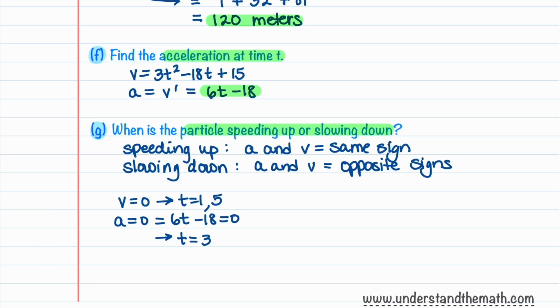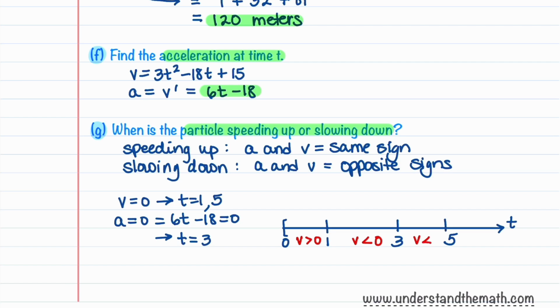So we are going to draw a number line, and we're going to put the points 0, 1, 3, and 5 on it. We're going to start at 0, and then we have 1. It doesn't matter the scale. We have 3, and then we have 5. In one of our previous problems, we saw that our velocity was greater than 0 in this region, and it was less than 0 between 1 and 5. And then when t is greater than 5, our velocity was greater than 0.